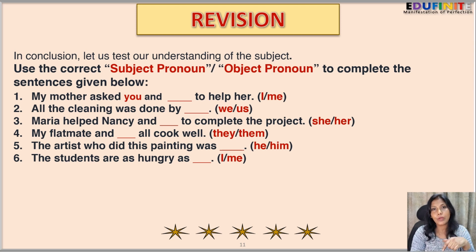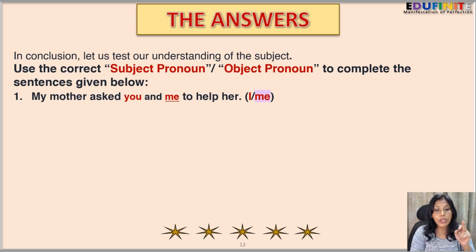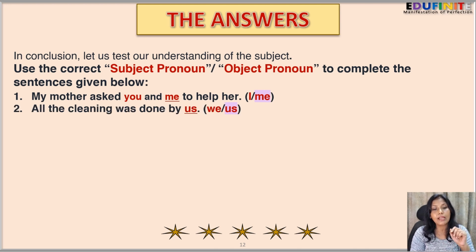After that, you can check the answers that I'm going to say now. Now the answers. "My mother asked you and me to help her." Why me? Because it's coming after the action verb ask. So it's the object. So over here we'll have to use the object pronoun me and not the subject pronoun I. Next. "All the cleaning was done by us." Because again over here it is the object of the verb. So it has to be the object pronoun, that is us.